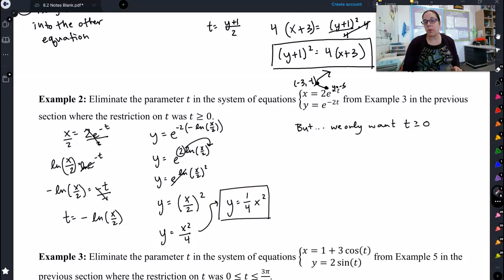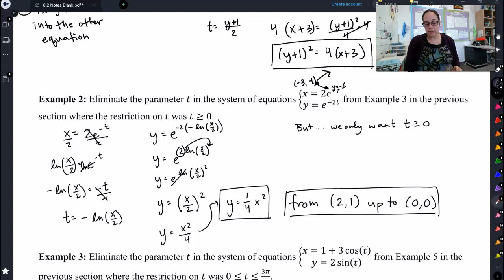So this is a parabola. This is an up and down parabola. However, we only want t greater than or equal to 0, as you could see, because this is example 3 from your 8.1 notes. So if you go back to example 3 in 8.1 and look at the graph, you'll see that we only want from the point 2, 1 up to the origin 0, 0.